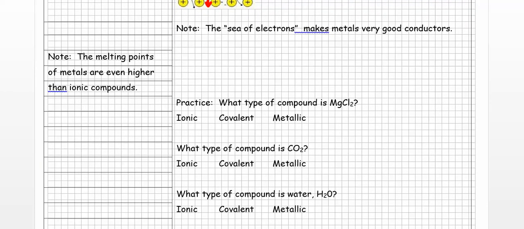All right. The melting points of metals are even higher than ionic compounds, right? So let's talk a little bit about melting points again. The melting point of covalent compounds, where we have sharing of electrons, is lower than the melting point of ionic, and those are lower than the melting point of metallic, okay? So it's, once again, covalent, followed by ionic, followed by metallic, just like that.